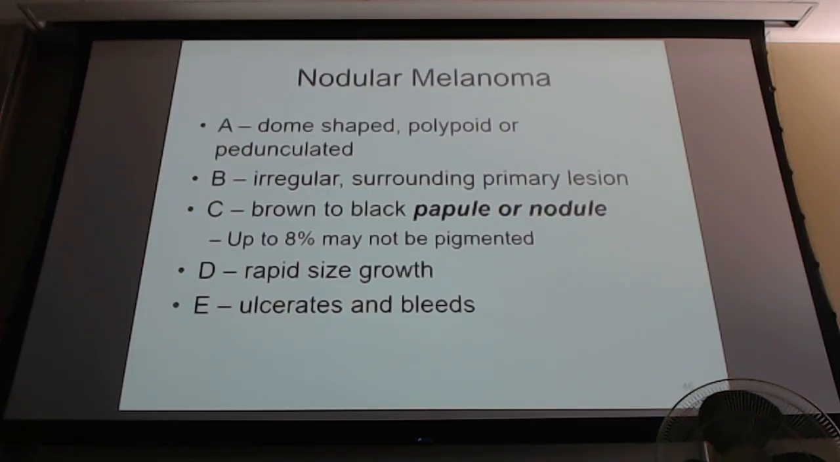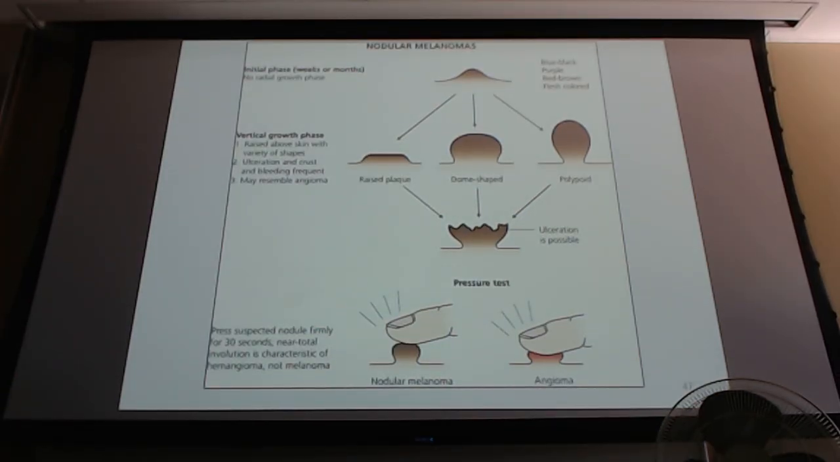Again, dome-shaped, polypoid, pedunculated, irregular, brown to black papule or nodule, rapid size growth, and it's all vertical. It can also have some ulceration, it can bleed, it can do those things. So there's that picture of it. It starts off, and it doesn't expand radially. Like, the base stays the same size, but it's vertical growth, so it's getting bigger. So we can see some of that dome, polypoid.